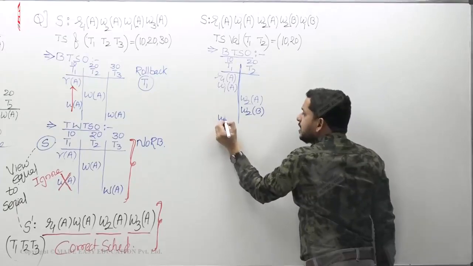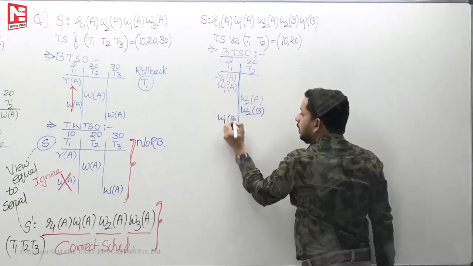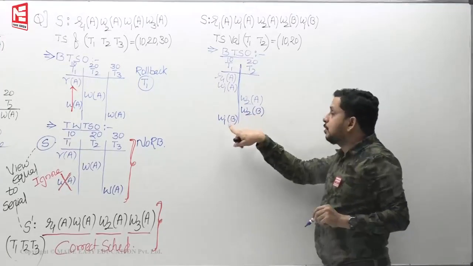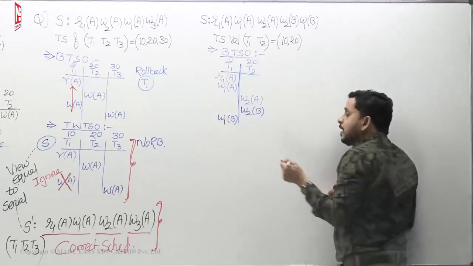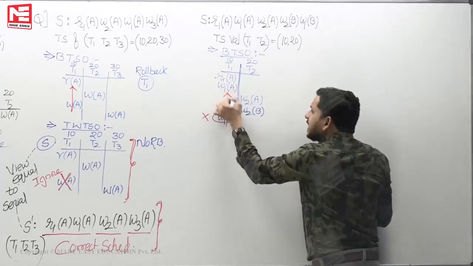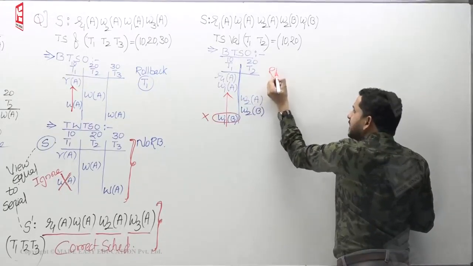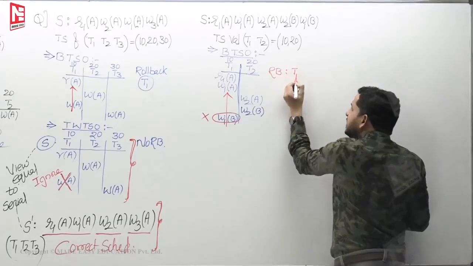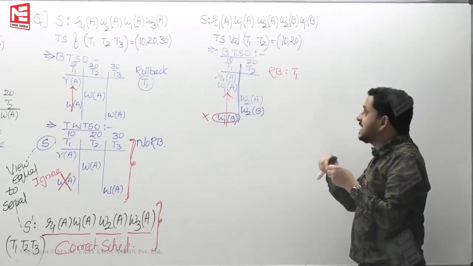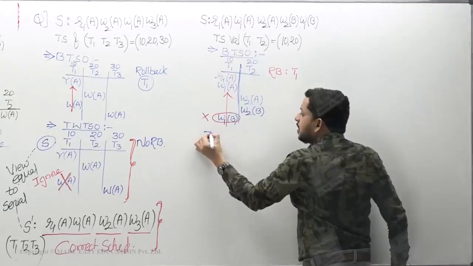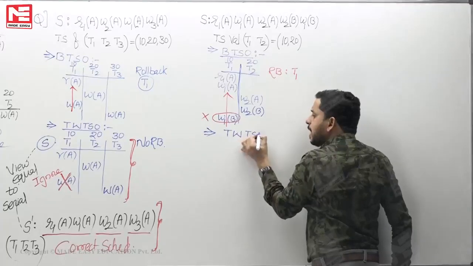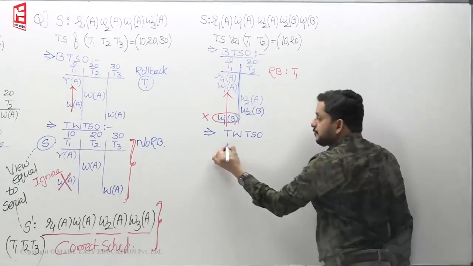Okay, now T1 requesting write of B. According to basic timestamp, if a younger transaction has already written the data, the older transaction's write request is not allowed. Because of this write of B, T1 gets rolled back. In basic timestamp order, rollback transaction T1. Okay, let us see what happens if we go for Thomas write rule timestamp ordering. Okay, so listen carefully.